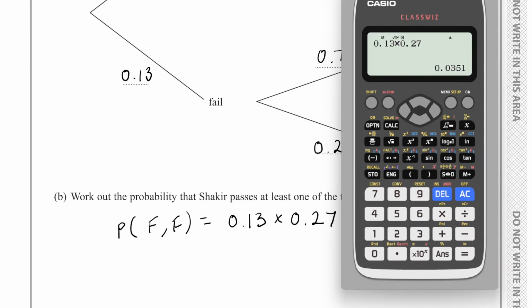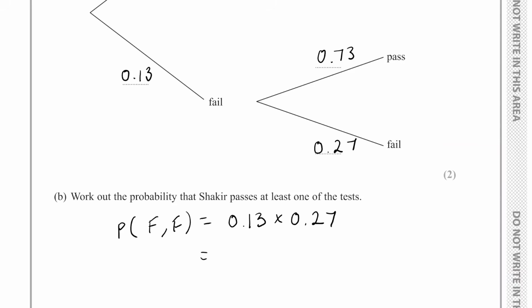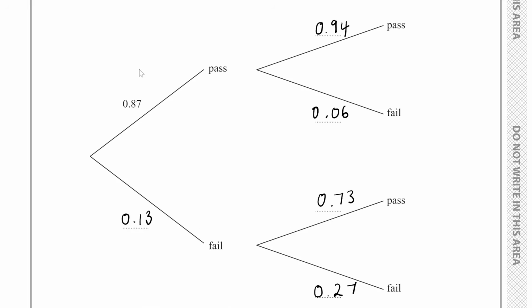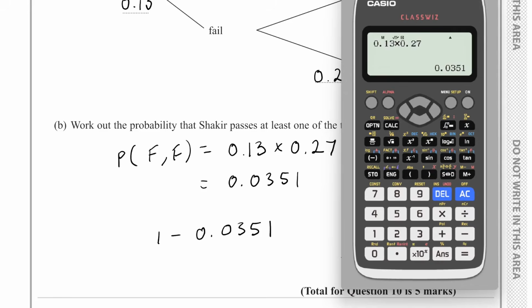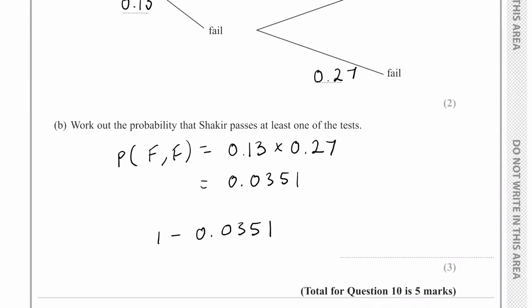That is 0.0351. And then the probability of him passing at least one is going to be 1 minus that, because all the probabilities have to add up to 1. So he can only pass pass, pass fail, fail pass, or fail fail. So anything other than failing both. So 1 minus the answer is 0.9649.